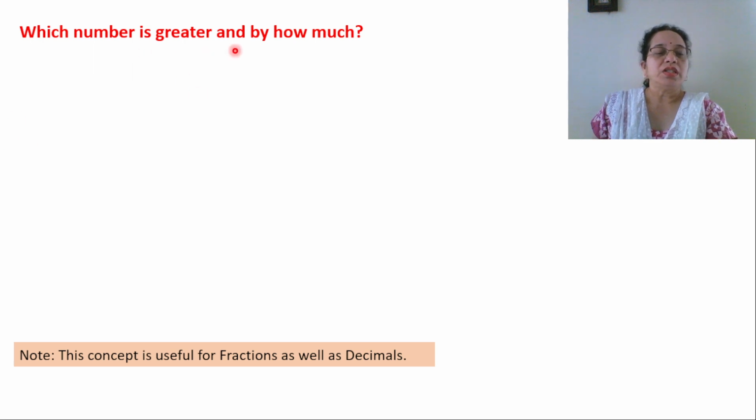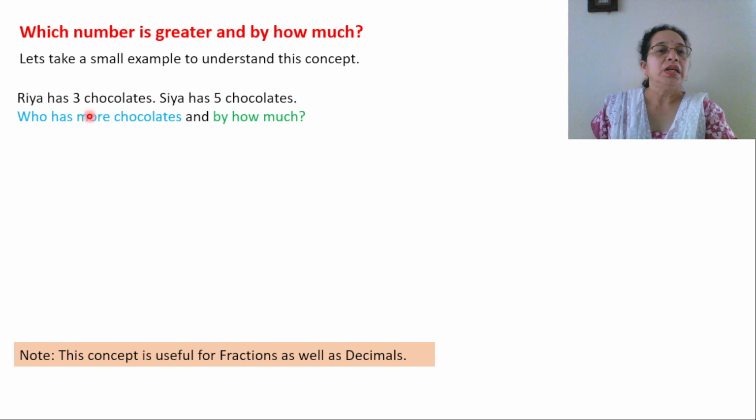Which number is greater and by how much? Again a very important concept, so let's take a small example to understand it. Ria has 3 chocolates and Sia has 5 chocolates. Who has more chocolates and by how much? By observation you can see that Sia has more chocolates. How many more? 5 minus 3, which means 2 more chocolates. So we are subtracting greater number minus smaller number.